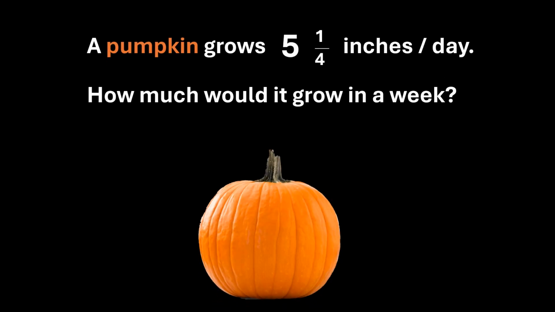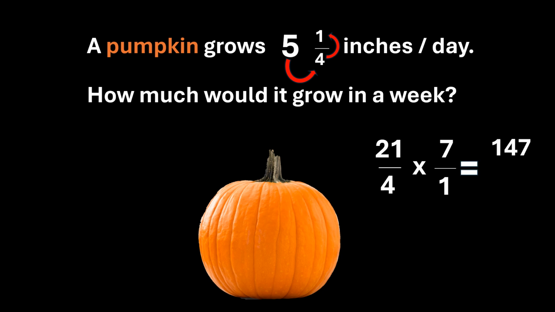A pumpkin grows 5¼ inches in one day. How much would it grow in a week? So here we'll take our 5 times 4 and add 1, and that'll give us 21. On the bottom, we'll keep the 4 the same, and we'll multiply by 7, because there's 7 days in a week, and turn that into a fraction by throwing a 1 underneath it. 21 times 7 will give us 147.